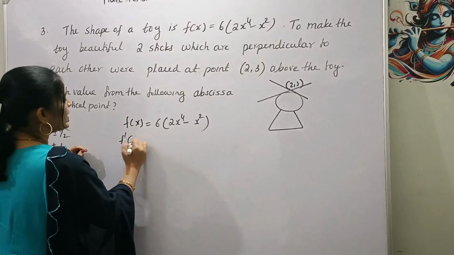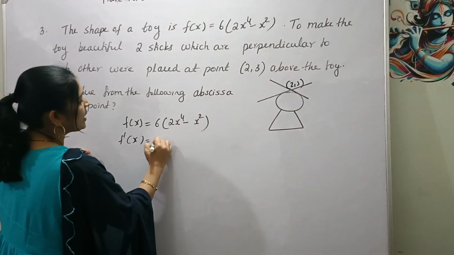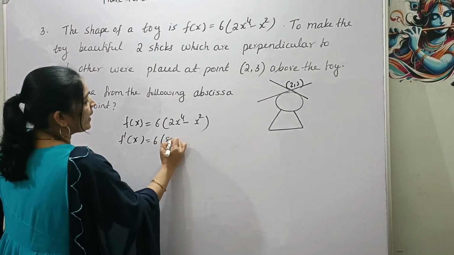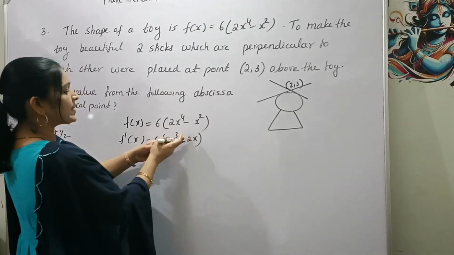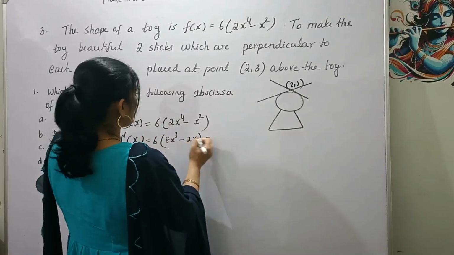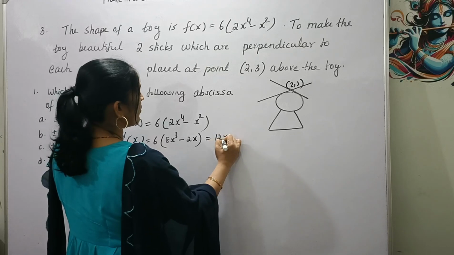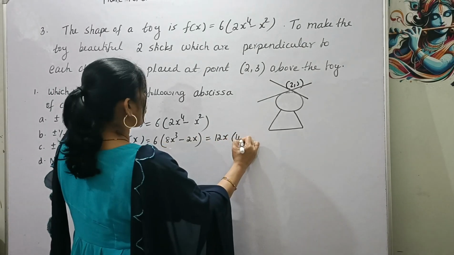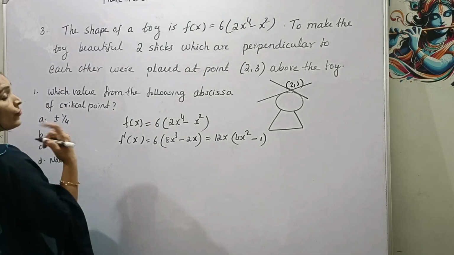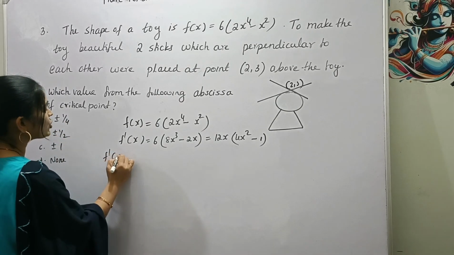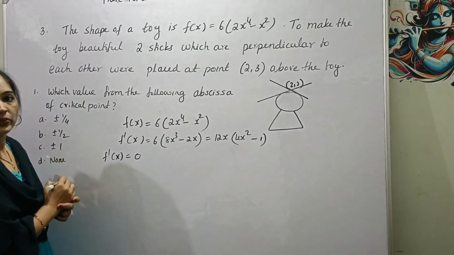What is f dash of x? f dash of x is equal to 6 into 8x cube minus 2x, right? Here 2x is common, so let's take it out. So 2x into 6, 12x, into 4x square minus 1. So for the critical point, f dash of x is equal to 0, right?